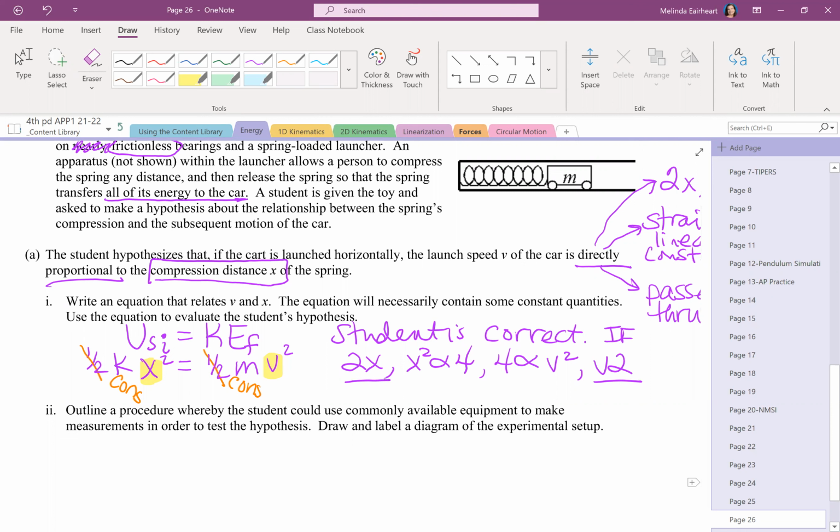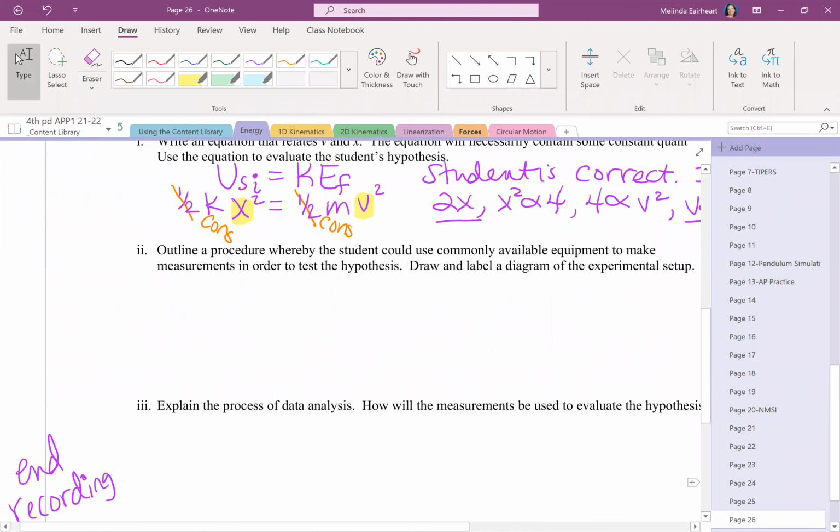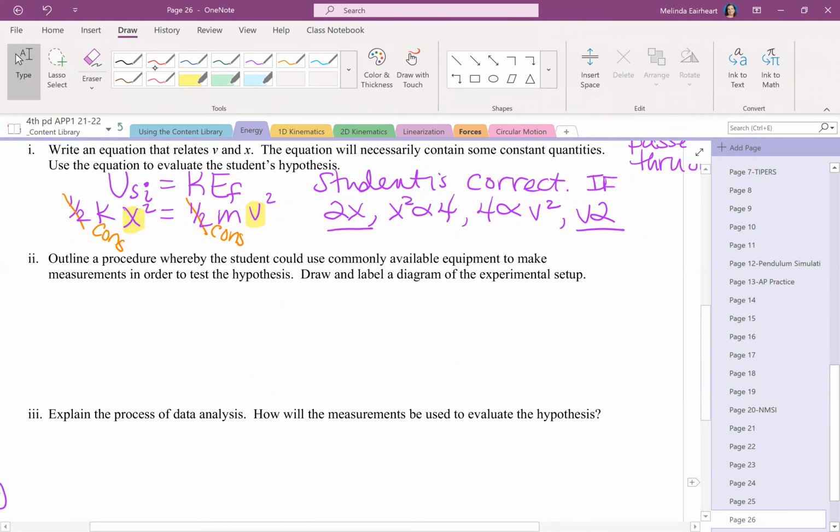Okay. Now, part 2, it's not every time that you have to write out a procedure. Today, in the real lab, you're not going to have to write out a procedure, and it is going to vary a little bit from this one, but the physics that we just did is still true. And so, outline a procedure whereby the student could use commonly available equipment, so we're talking stopwatch, rulers, the common equipment, to make measurements in order to test the hypothesis. And again, they propose that it's directly related. Draw and label the diagram of the experimental setup.